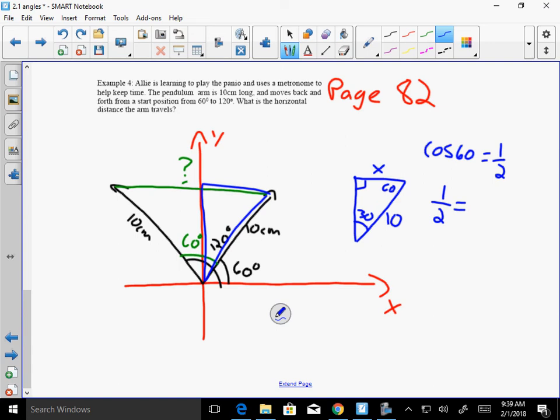I'm going to set up a ratio and do some cross multiplication, okay? I know my hypotenuse is 10, and I know my adjacent is x. It's 5. It will be 5. If I do cross multiplication, this way as that way, I'm going to get 2x equals 10. Divide both sides by 2. x equals 5. So this part here is 5. It's the same on both sides, so that's going to be 5. So the total distance that it traveled was 10 centimeters.